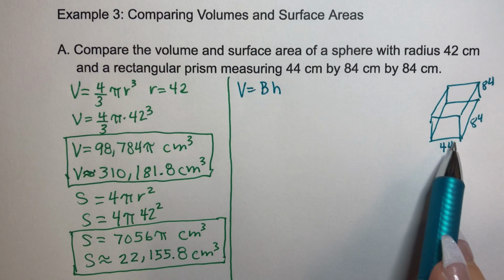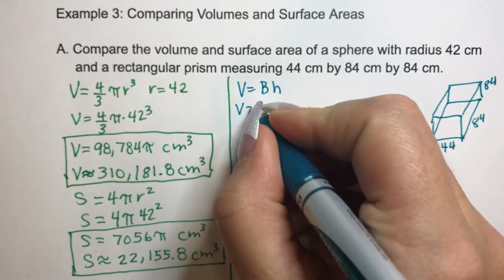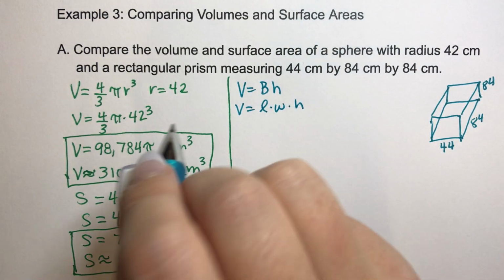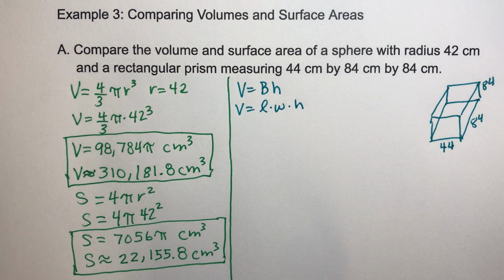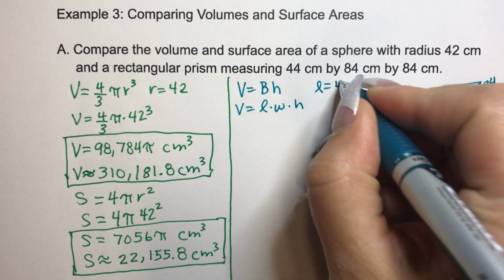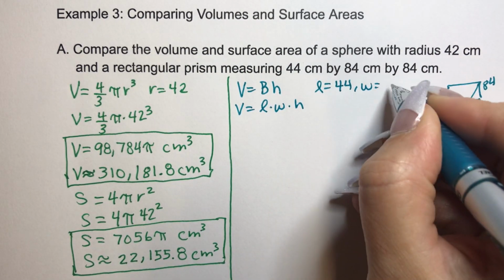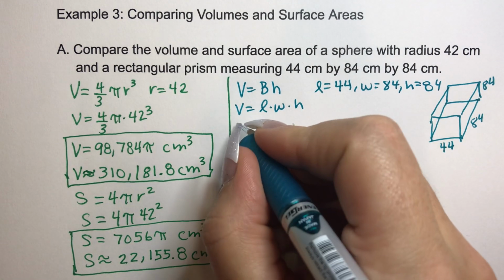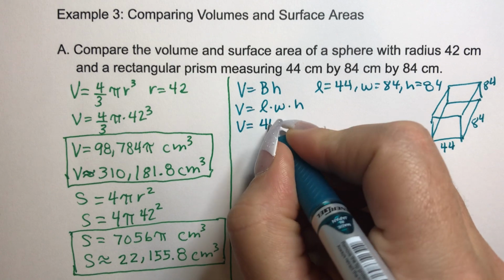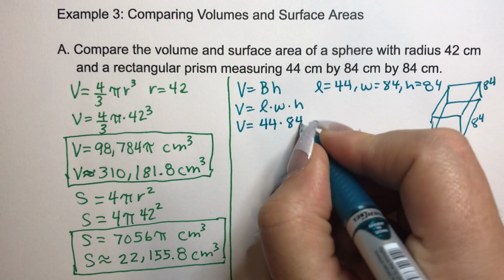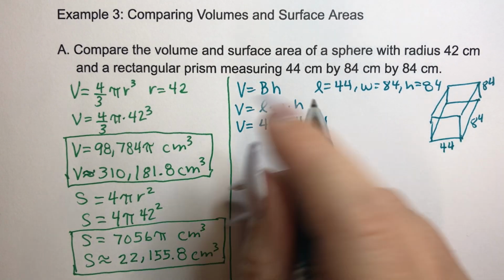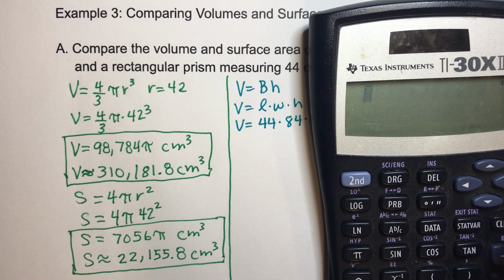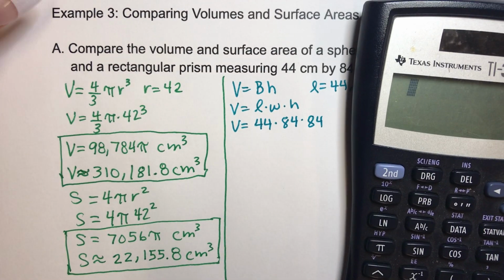And the area of the base is a rectangle, so that's going to be length times width times height. Let's call our length equals 44. Our width equals 84, and our height equals 84. We substitute all those values in, and we get 44 times 84 times 84. All right, so let's just go ahead and figure out what that value is really quick. So let me move this over.